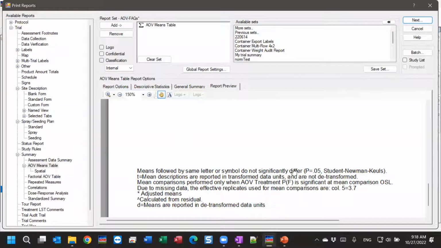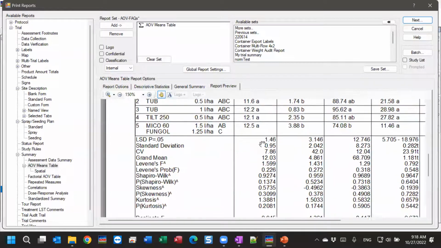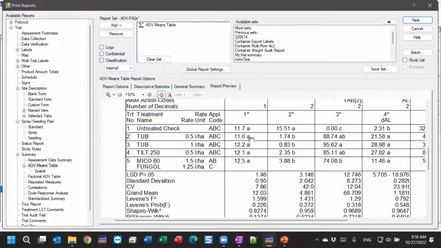And the first one here tells us our alpha level at 5%, and then the mean comparison test we ran. So in this case, it's the Student-Newman-Keuls that we're running for this particular report. And so our results of what significance we see are based on the SNK. We do have the LSD value here on the report. And that's just kind of a common practice to have.